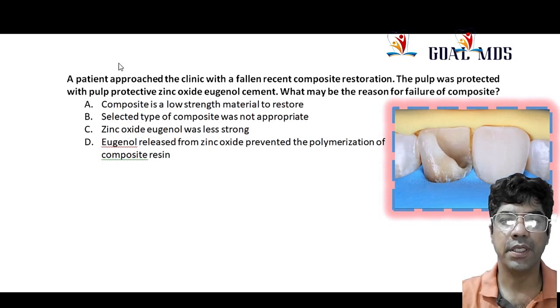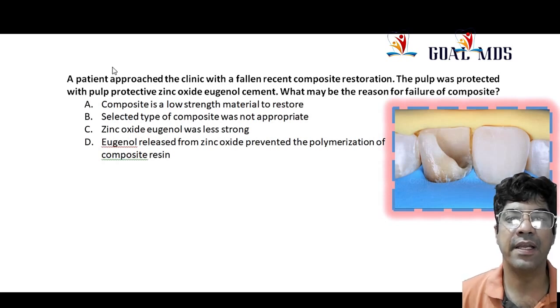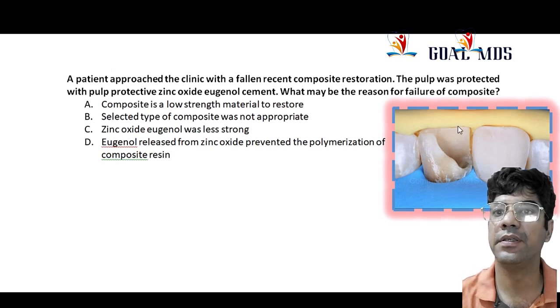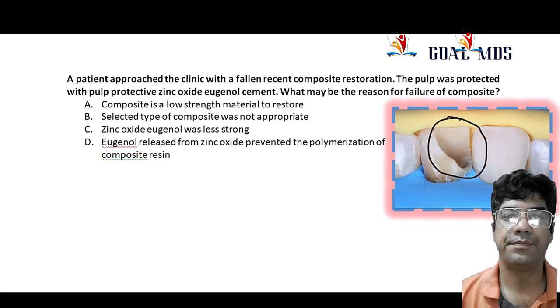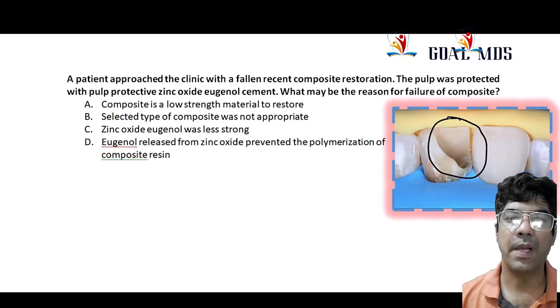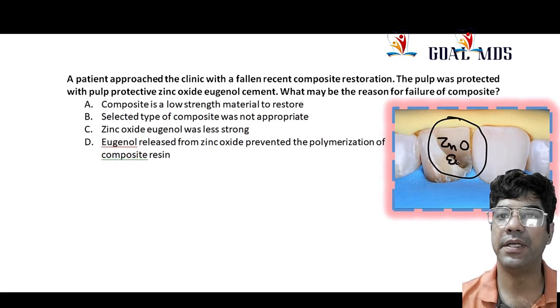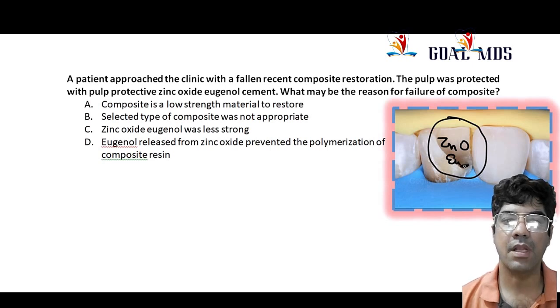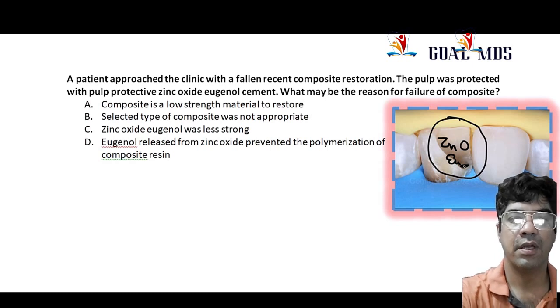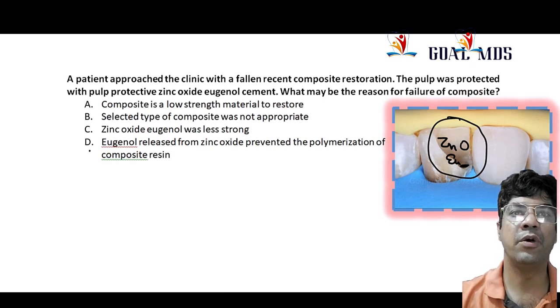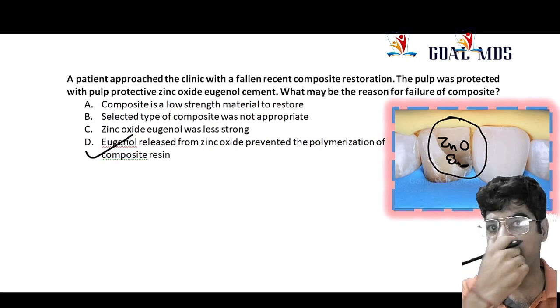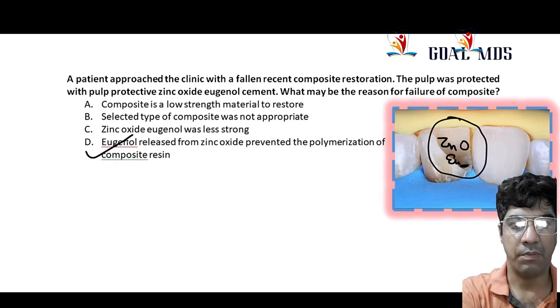Moving to another question: a patient approached the clinic with a fallen recent composite restoration. The pulp was protected with zinc oxide eugenol cement. So what could be the reason for failure of the composite? The answer is D. Eugenol released from the zinc oxide would prevent the polymerization of the composite resin.